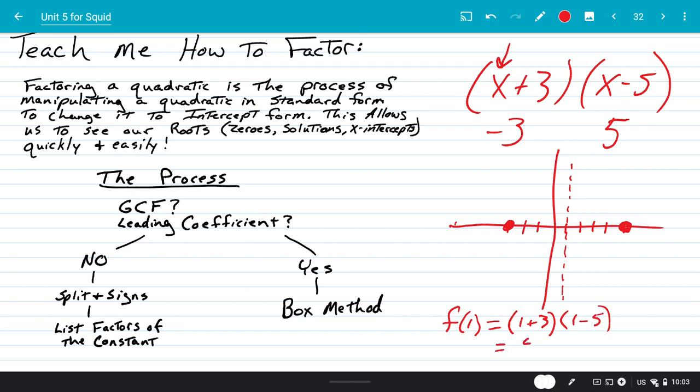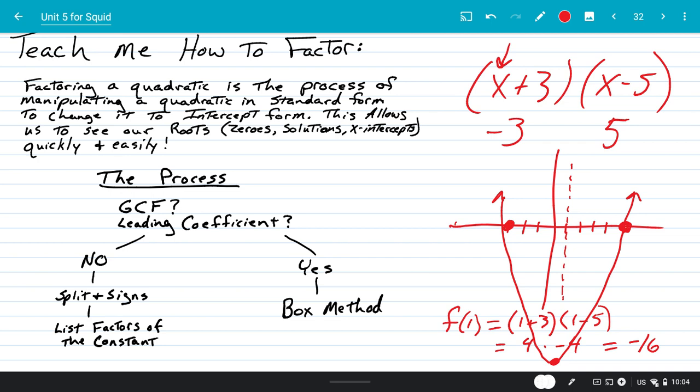Well, 1 plus 3 is 4, 1 minus 5 is -4, and 4 times -4 is -16. So that vertex would be way down here, and I could graph my parabola if I wanted to. We've already done all that, haven't we? But I just wanted to make sure you're making the connection between why we're taking these quadratics and factoring them and turning them into intercept form or factored form.